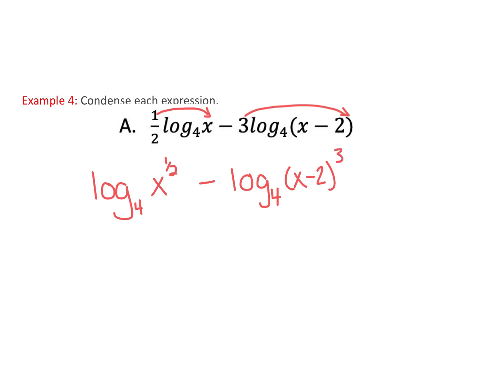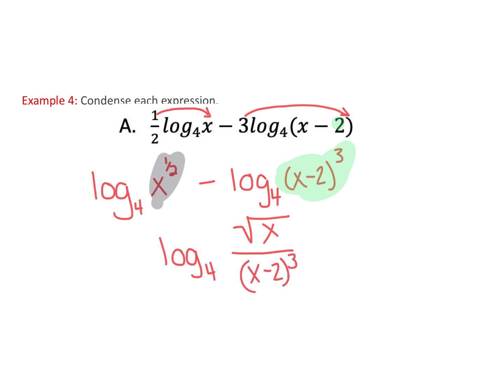Okay. Now I have the same base with my logs, so I can condense this further. Since this is subtraction, I can make this log base 4 of, now in the numerator would be the first argument, which is the x to the 1/2. I'm also just going to show that that's the square root of x, and then my denominator would be my second argument, which is this right here. So that's x minus 2 to the 3rd. Okay, so this is in condensed form.